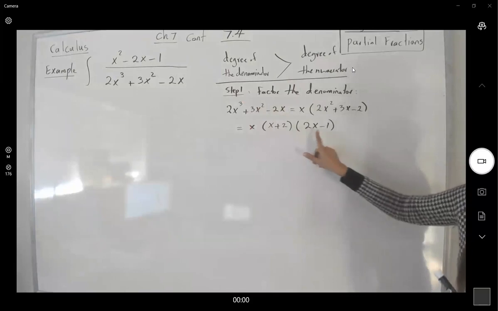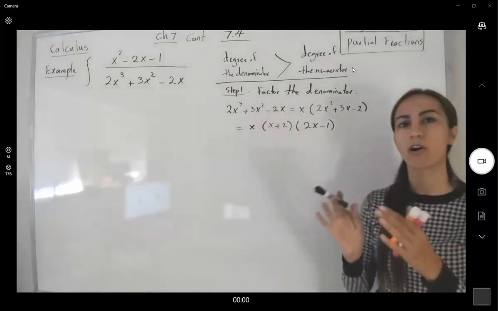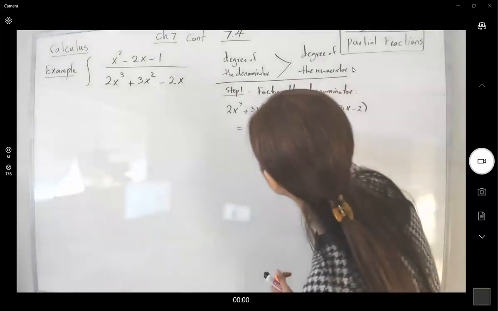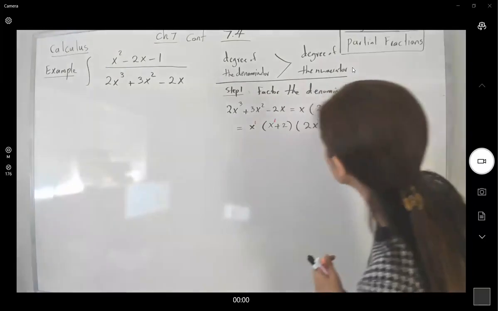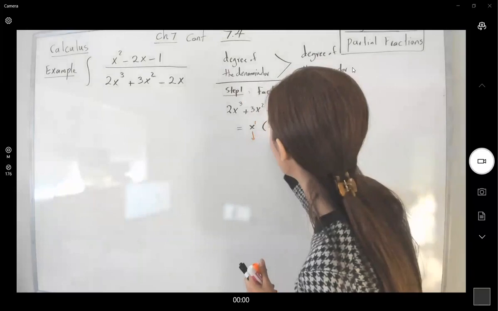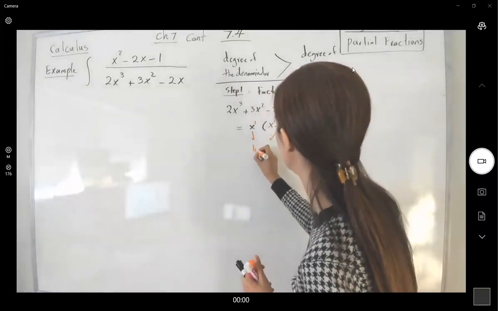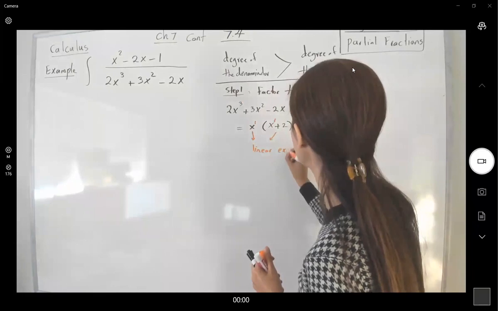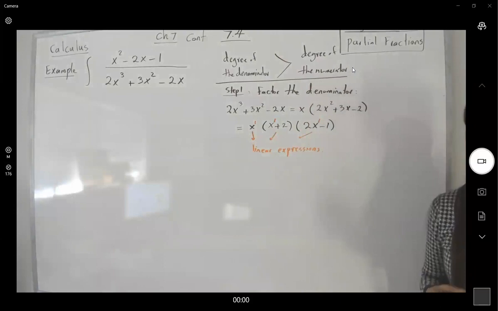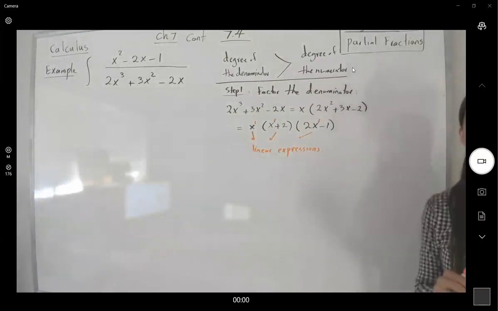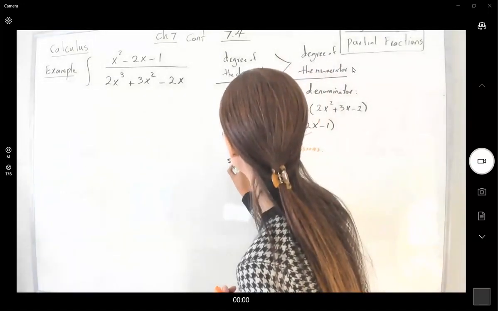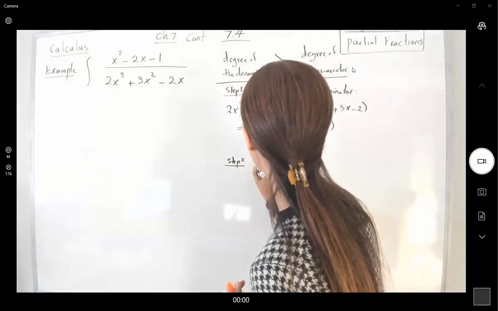We have 3 expressions, and they are all in linear form. The exponent of x is 1. The exponent of x is 1. The exponent of x is 1. So here you have 3 linear expressions. When we have linear expressions, we can use partial fractions as follows. So set up partial fractions.